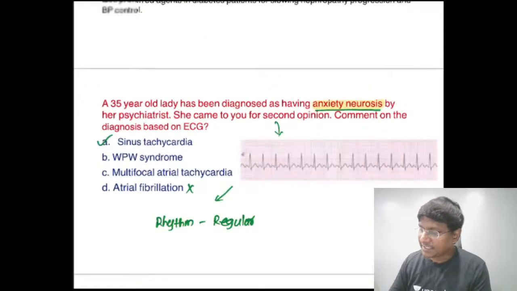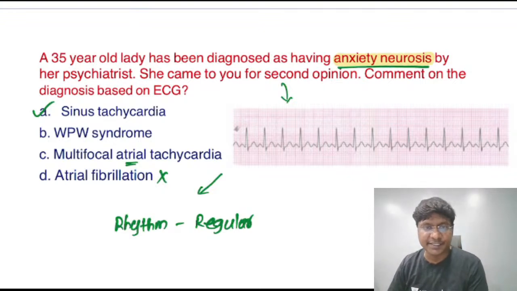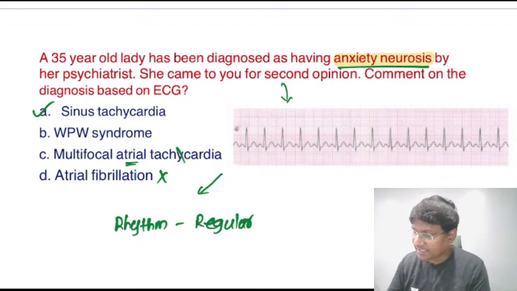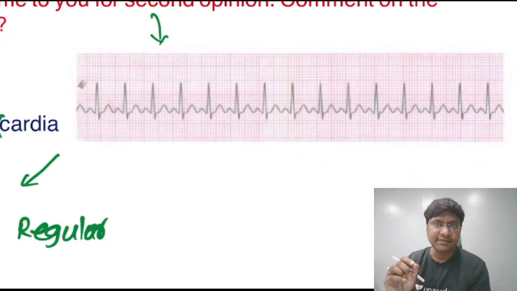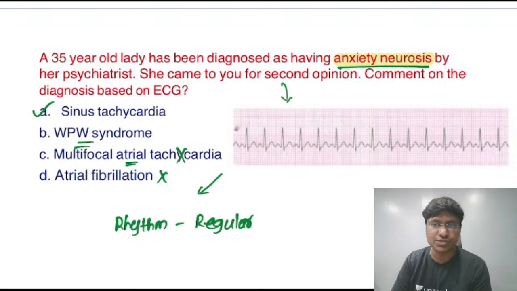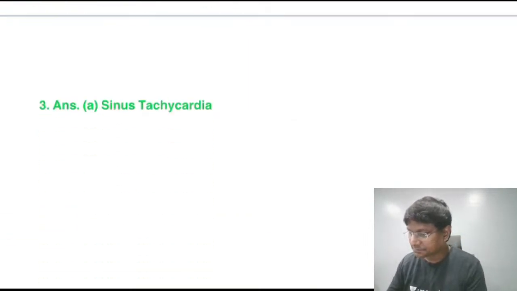In case of multifocal atrial tachycardia, you should have more than or equal to 3 different P waves, which is not there. So multifocal atrial tachycardia is also ruled out. Now in WPW syndrome, what should you have? You should have a short PR interval, delta wave and wide QRS complex. You are not having any of these. PR interval is normal, there is no delta wave, there is no wide QRS complex. So Wolff-Parkinson-White syndrome is also ruled out. Okay, so that is about the sinus tachycardia.